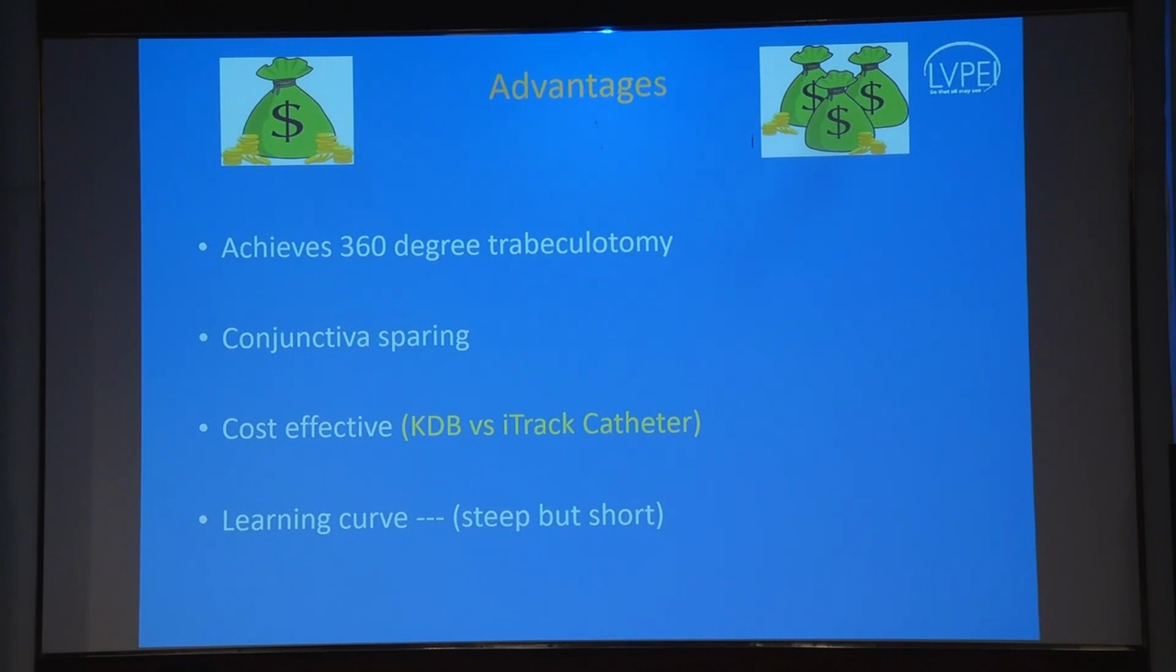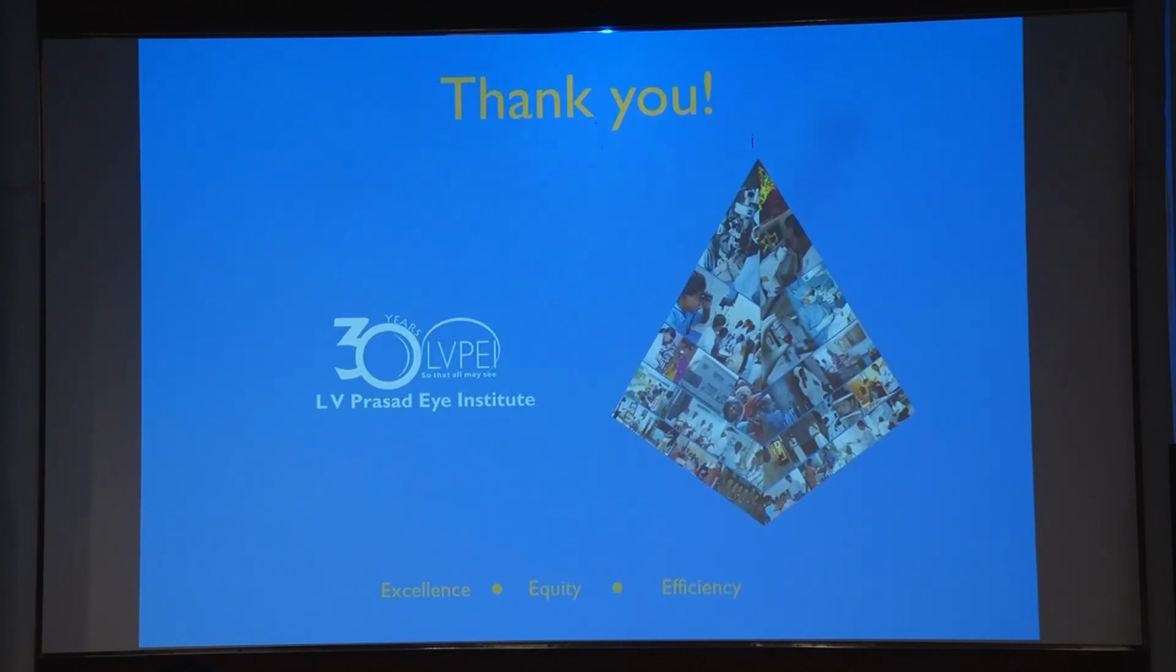Advantages of this procedure: it achieves a 360-degree trabeculotomy and it's a conjunctiva sparing procedure. It's cost effective as compared to KDB. The learning curve is steep, but it is short. That's all I have about GAT.